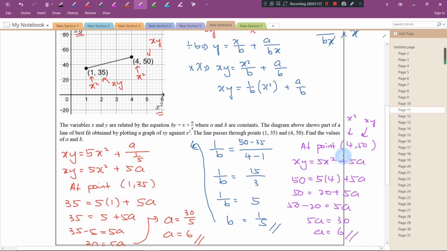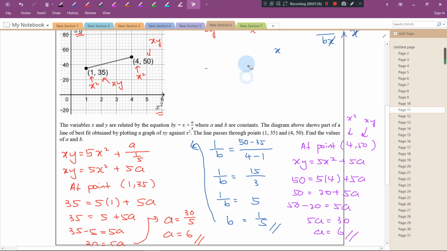This is the correct way. So if you do another way, this is not correct. Let me show you here. So don't do this way. Okay, let's say some student might do this way.